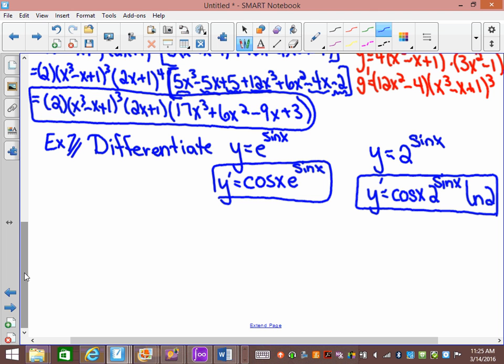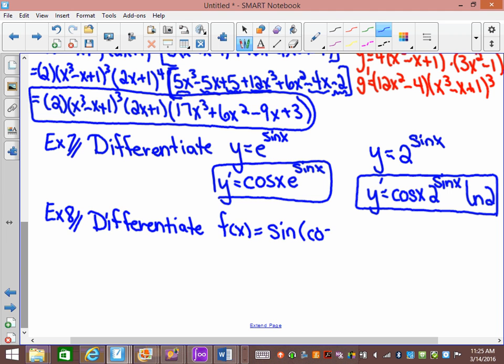And then this one is one that gets given a lot, so make sure you know how to do this one as well. These are all different kinds. And don't let it scare you, because it's not hard. f of x equals sine of cos of tan x.